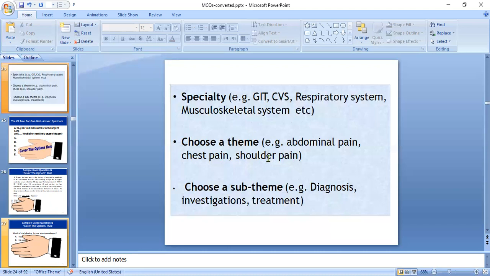Then, when we are going to construct an MCQ, after selecting the sub-theme, let's suppose we are going to make an MCQ on shoulder pain. What we are going to ask may be regarding the diagnosis of the shoulder pain, regarding the investigation of the shoulder pain, or regarding the treatment of the shoulder pain.